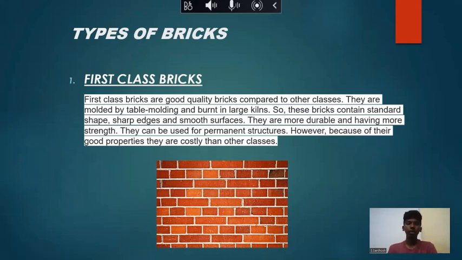The efflorescence property of these bricks and the absorption property of these bricks are also very low, so they are preferred more for constructing a better building, that is something like permanent buildings. They are used to construct permanent buildings and the exterior of the buildings.